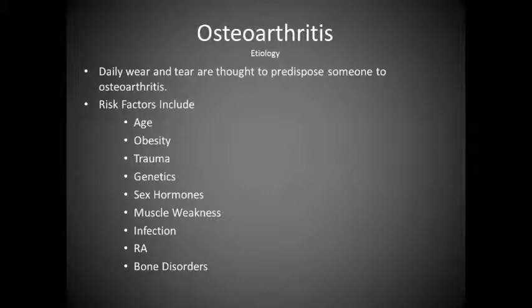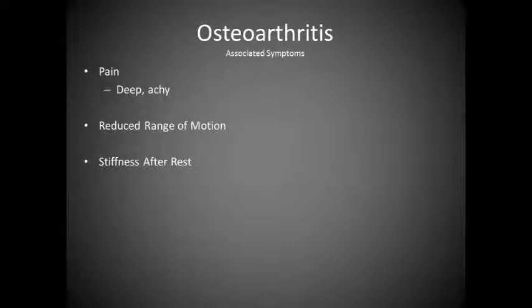So, what causes osteoarthritis? While we don't know what causes rheumatoid, we do think that daily wear and tear are thought to predispose someone to osteoarthritis. Things such as age, obesity, trauma, genetics, sex hormones, muscle weaknesses, infection, rheumatoid arthritis, and bone disorders can all predispose someone to encountering osteoarthritis as well. So, what happens in terms of symptoms for osteoarthritis? You can have pain that's deep and achy, a reduced range of motion, and stiffness after rest.